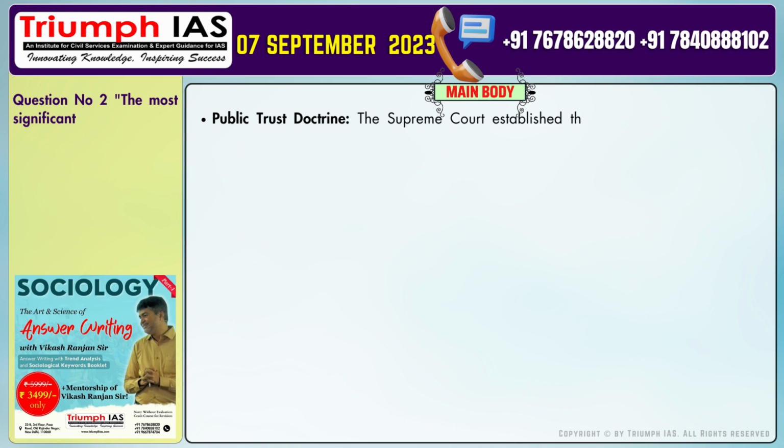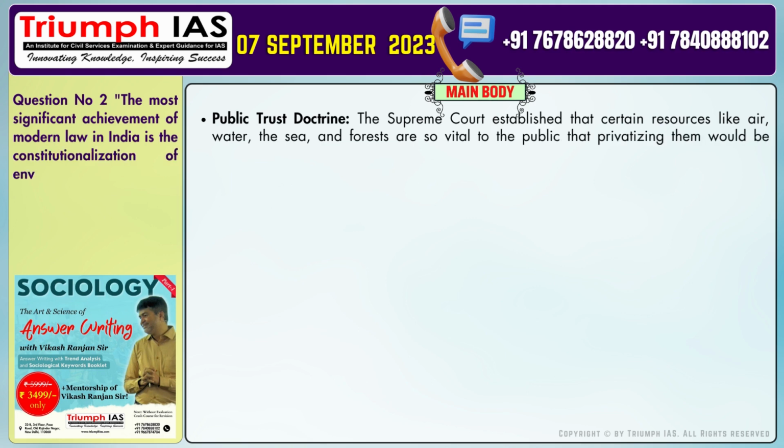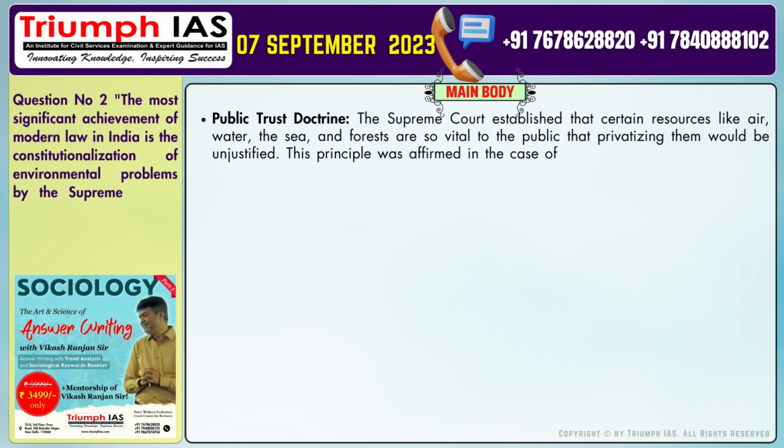The Supreme Court established that certain resources like air, water, the sea, and forests are so vital to the public that privatizing them would be unjustified. This principle was affirmed in the case of M.C. Mehta vs. Kamalnath and others.